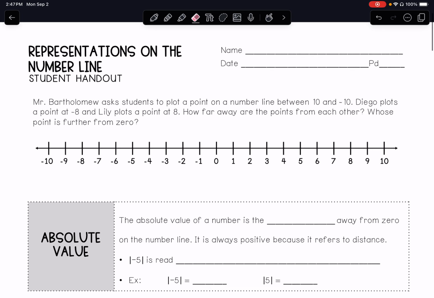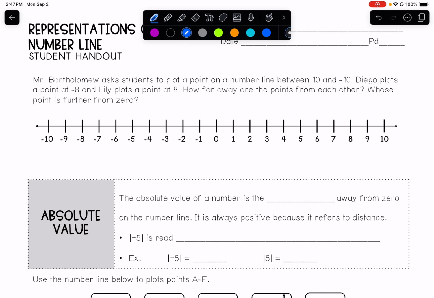So let's begin. Mr. Bartholomew asked us to plot a point on a number line between 10 and -10. Diego plots a point at -8, and Lily plots a point at +8. How far away are the points from each other, and whose point is further from 0?